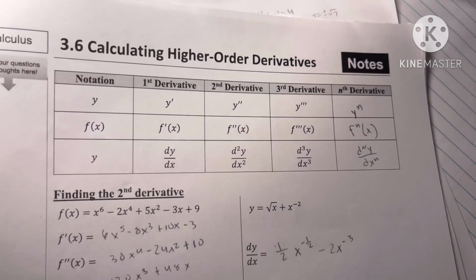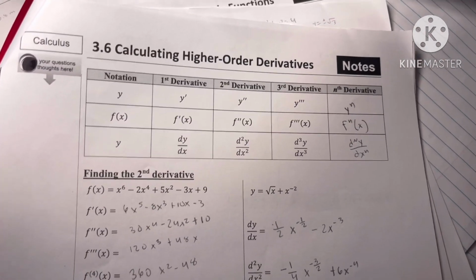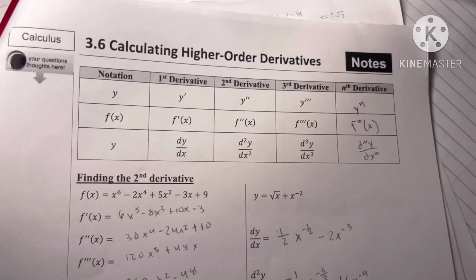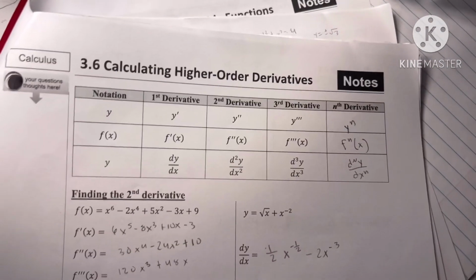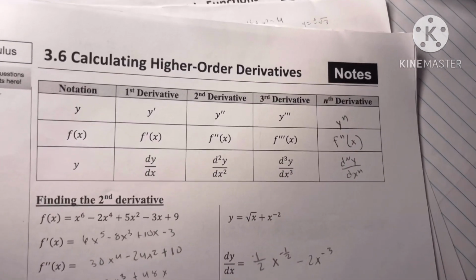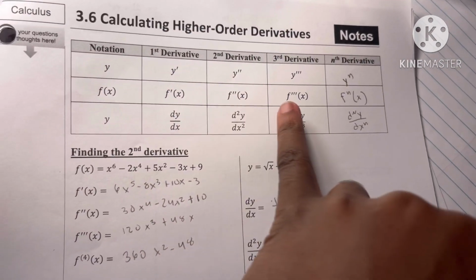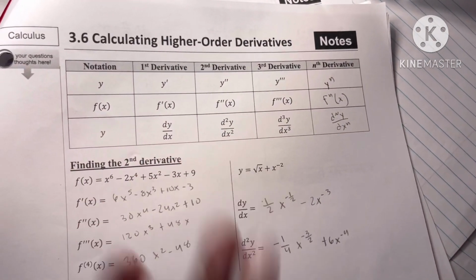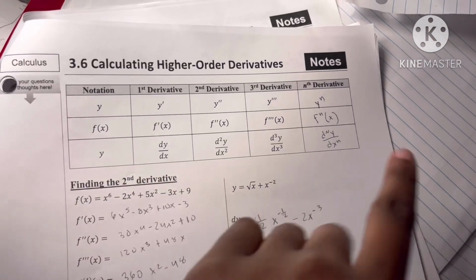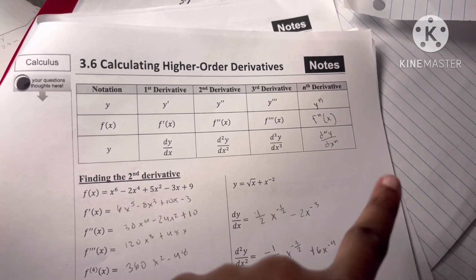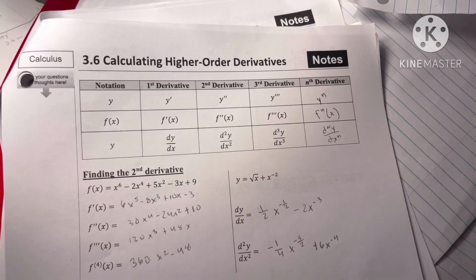Hi guys, we'll be doing 3.6, calculating higher order derivatives. So basically you're just finding the derivative of a derivative, and I will show you when we get into it. But these are the notations, depending on which derivative you're on. If you're on anything 4 or higher, you just put the number of the derivative where it is. So yeah, let's get into it.